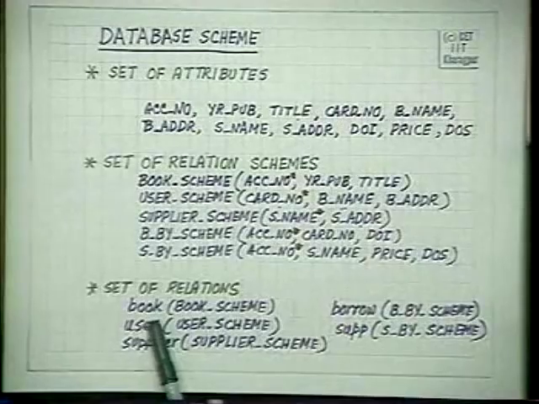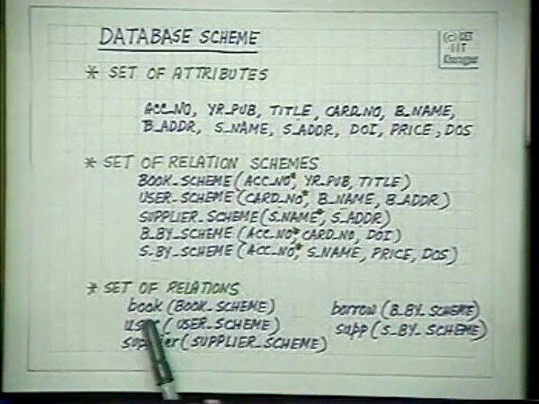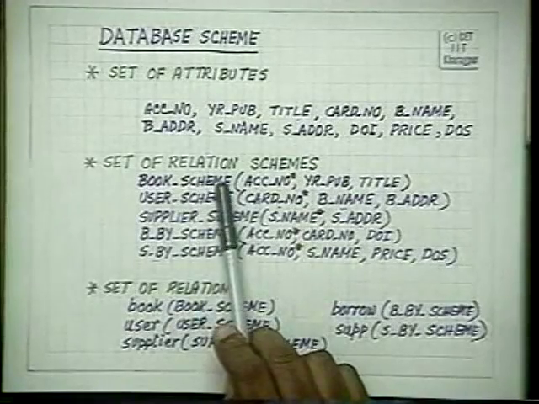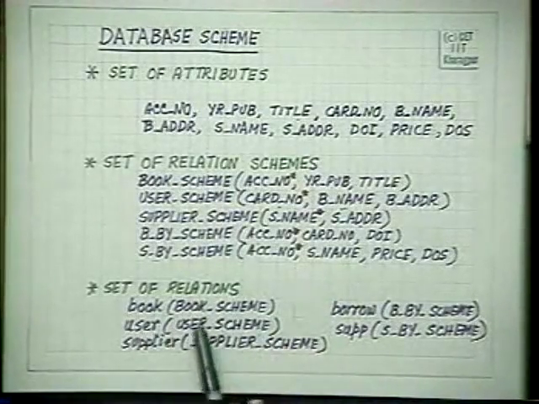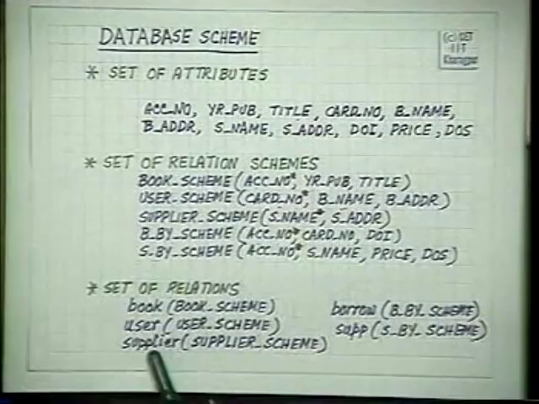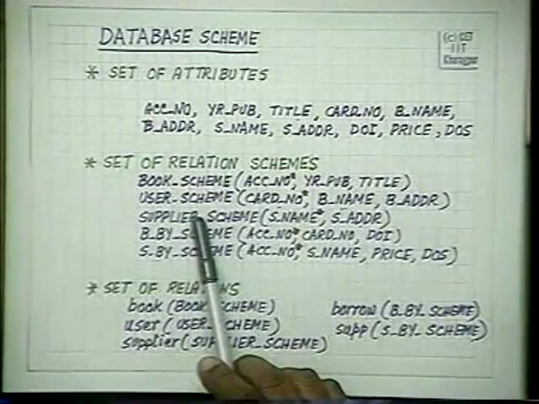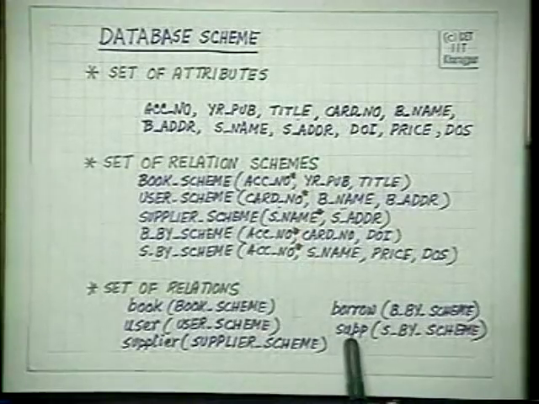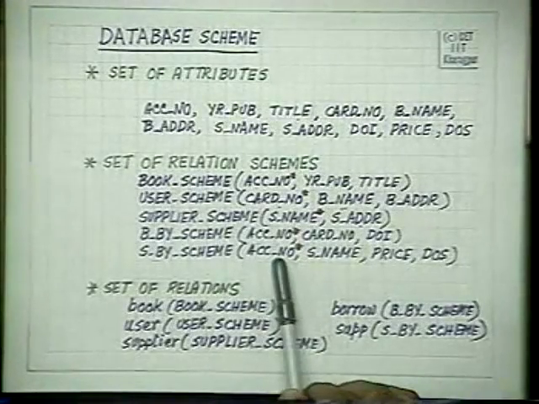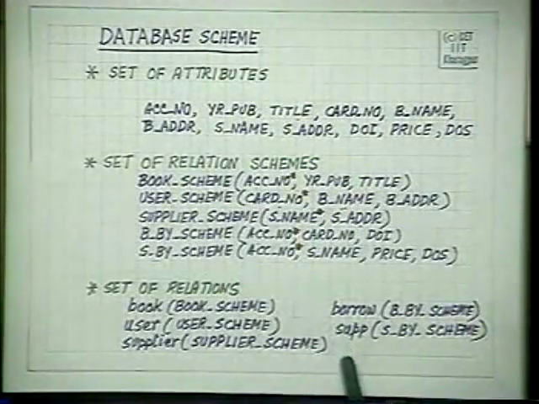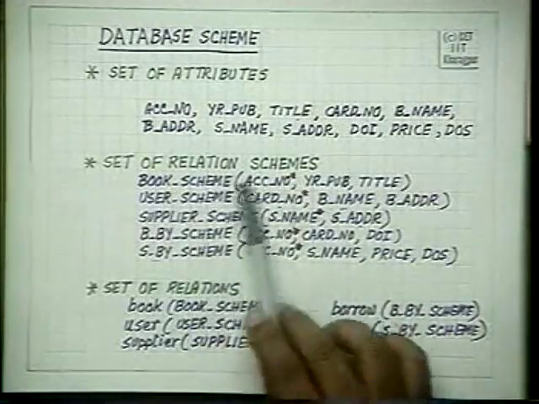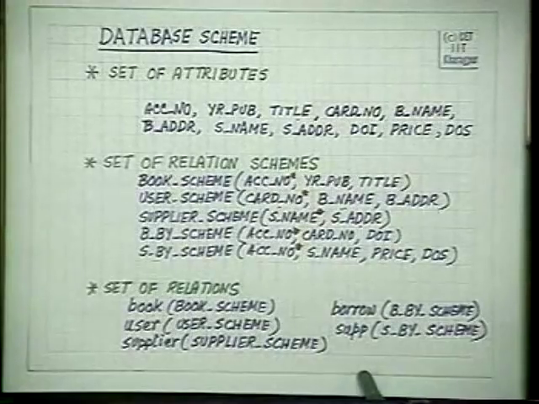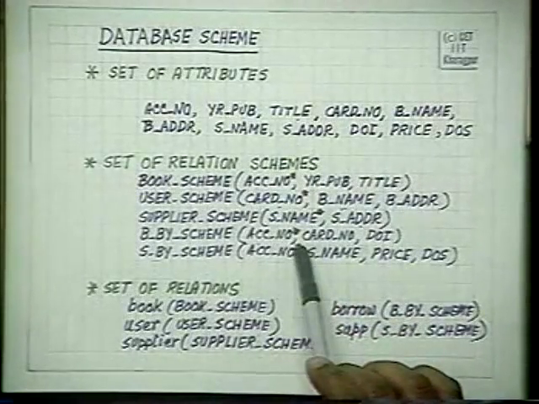And now we define the relations themselves. We have a book relation which is from the book scheme, a user relation from the user scheme, a supplier relation from the supplier scheme, a borrow relation from the borrowed by scheme, a supplied relation from the supplied by scheme. You can have many more relations from these schemes only.